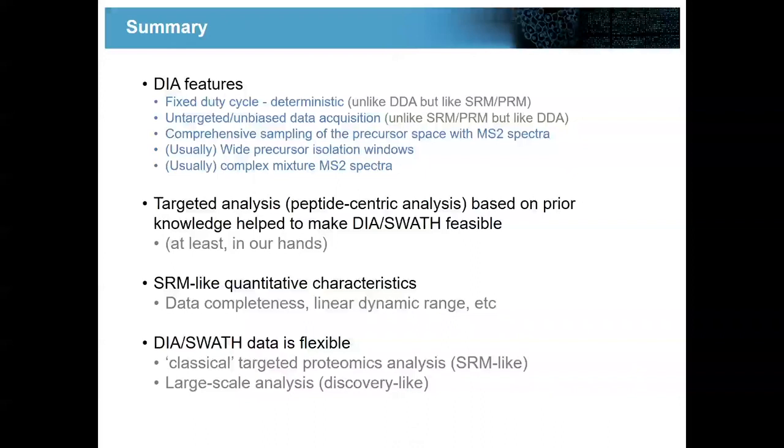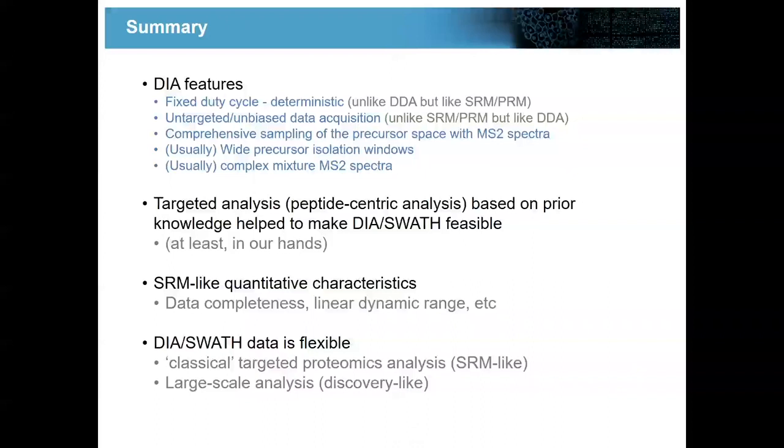So this is kind of unlike SRM or PRM, where you're restricted in the set of things that you want to monitor, but more like DDA. We have comprehensive sampling of the precursor space with MS2 spectra. This is a characteristic feature of DIA, but this is usually achieved by looking at these wide precursor isolation windows. And this is usually coming at the cost of having very complex mixture MS2 spectra that are much more difficult to interpret than classical DDA-based MS2 spectra.